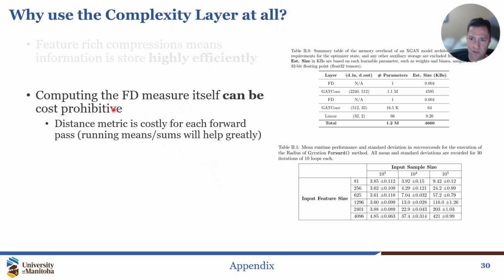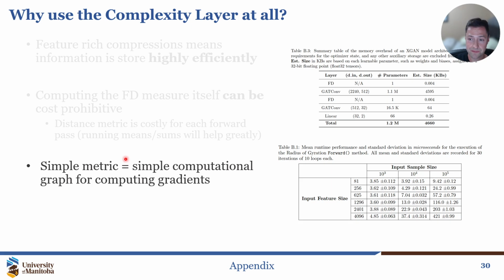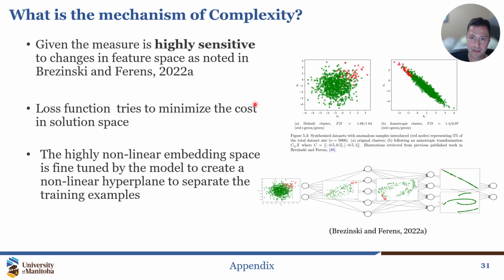runtime complexity. Computing it can be cost prohibitive, and ultimately this is because this distance matrix is costly for each feed forward pass. There's ways that you can remedy it by including some running sums and running means. But as a simple metric, it's very simple with a computational graph for computing gradients. It's not too sophisticated to make that computation and feed it in. So it's simple in that respect. Let me go to sort of the measure of complexity.